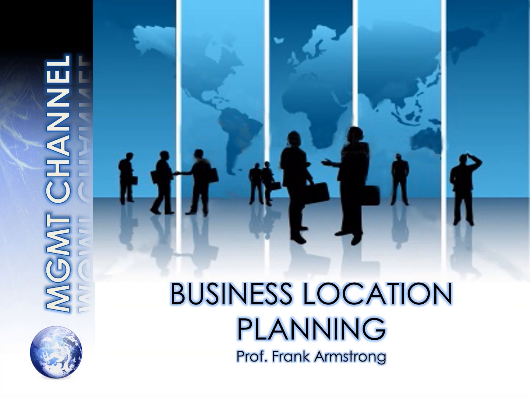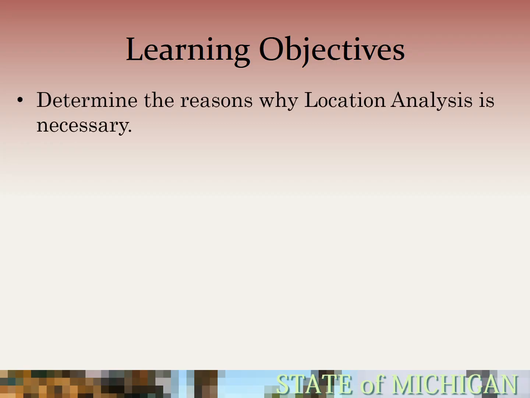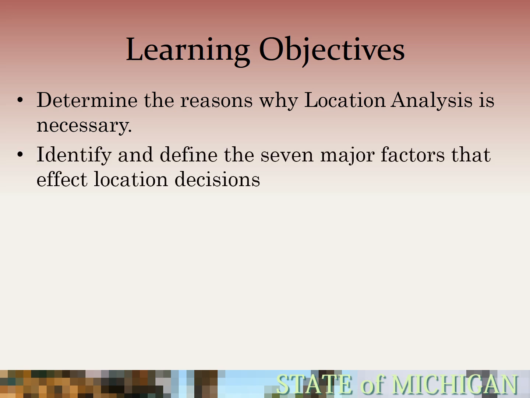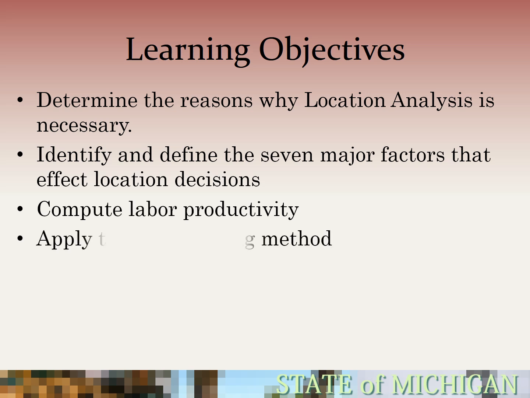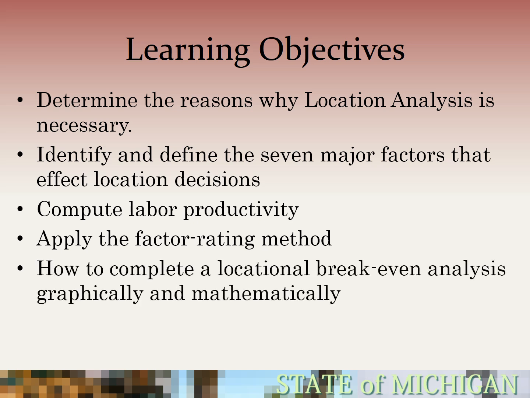This particular section we're going to look at the very complicated process of locating where to put your business, where the facility is going to be located. So we're going to determine the reasons why a location analysis is necessary. We're going to identify and define the 7 major factors that affect location decisions. We're going to take a quick look at labor productivity. We're going to apply the factor rating method. And we're going to look at how to complete a locational break-even analysis, both graphically and mathematically.